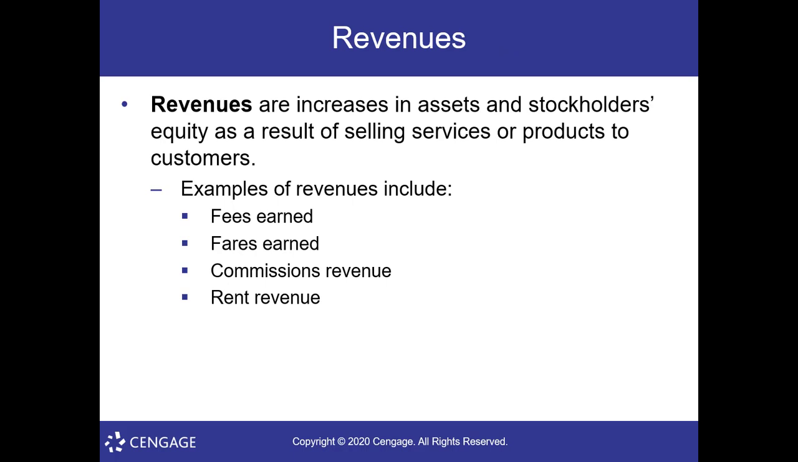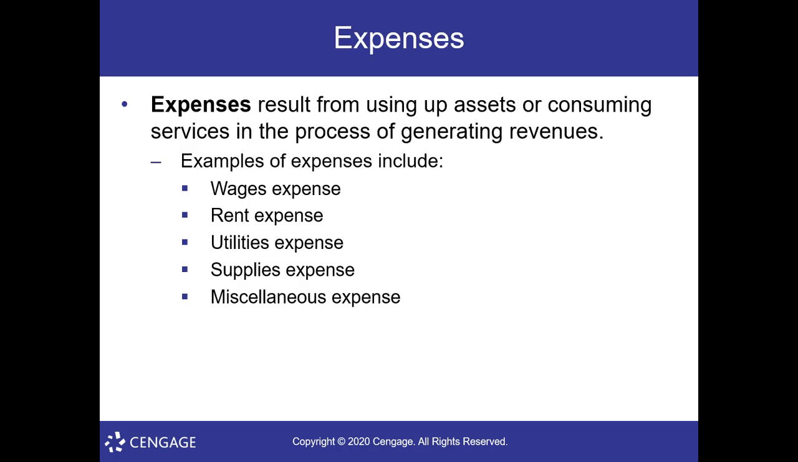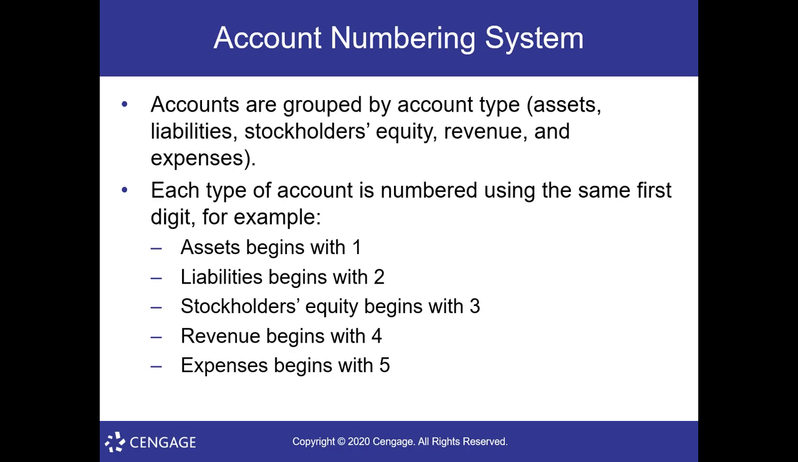So revenues can be fees earned, fares earned in the case of a taxi or a bus, commission revenue for real estate brokers, or rent for landlords. Expenses, we've seen wages, rent, and utilities, and the supplies and miscellaneous. These are the same 5 expenses that NetSolutions incurred in November. So as I said, assets begin with a 1, liabilities 2, so forth and so on.